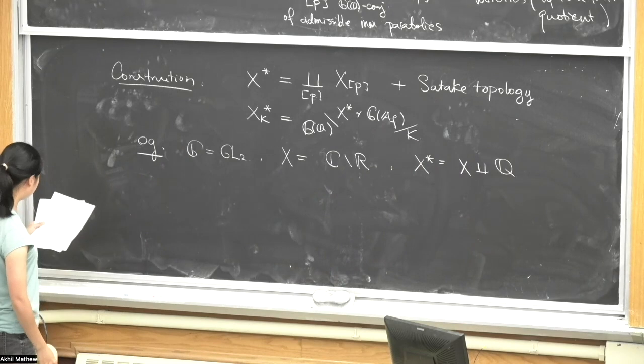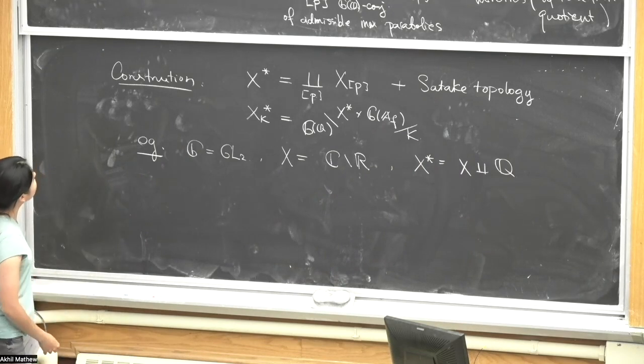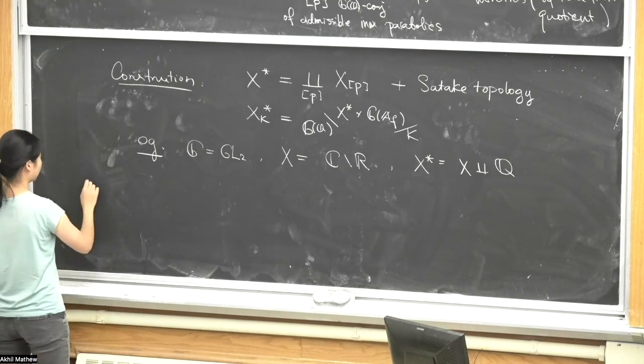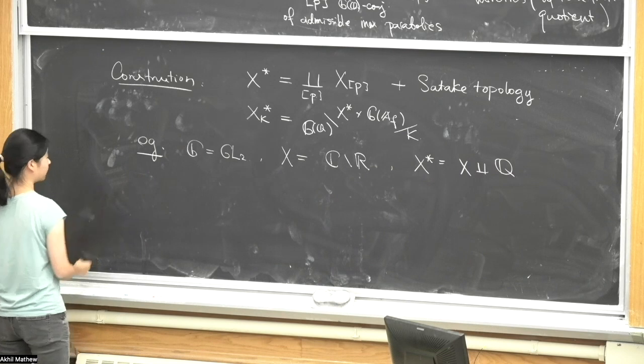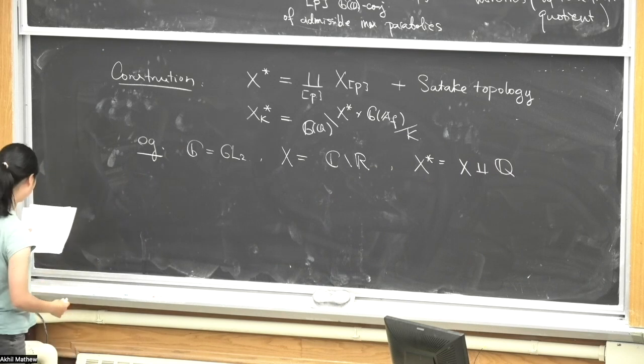So this is the construction for Shimura varieties, and then for Igusa varieties, for the Igusa stack.